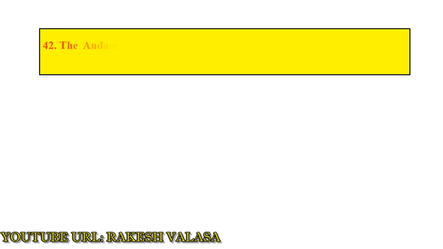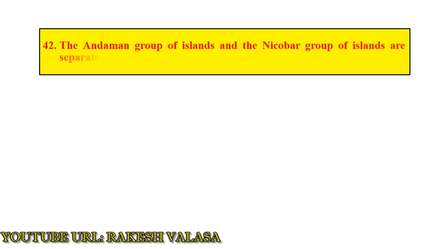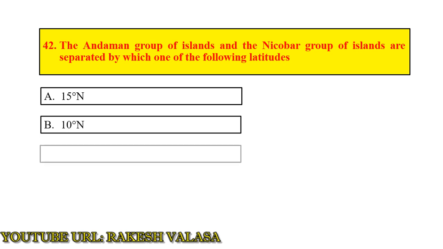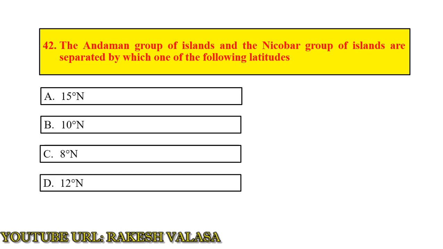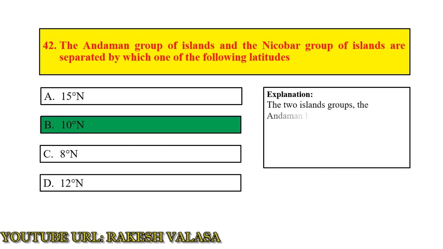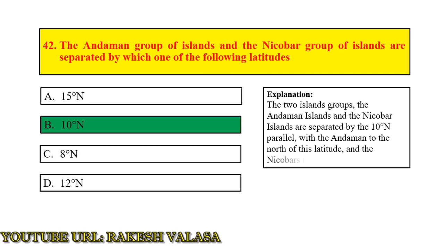Question number 42. The Andaman group of islands and the Nicobar group of islands are separated by which one of the following latitudes? Answer. 10 degrees. Explanation. The two island groups, the Andaman Islands and the Nicobar Islands, are separated by the 10 degrees N parallel, with the Andaman to the north of this latitude and the Nicobars to the south.